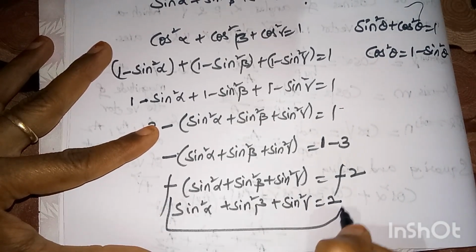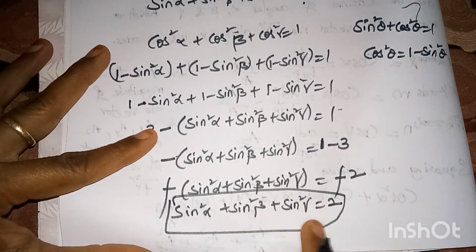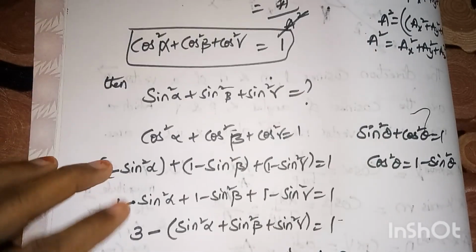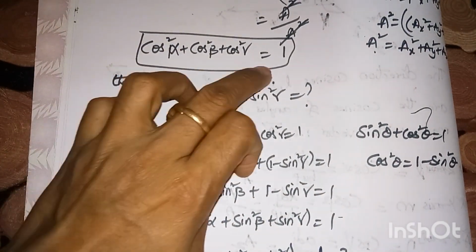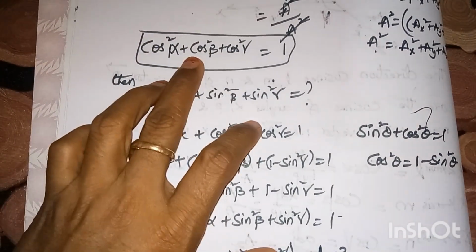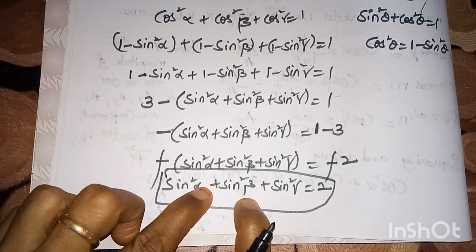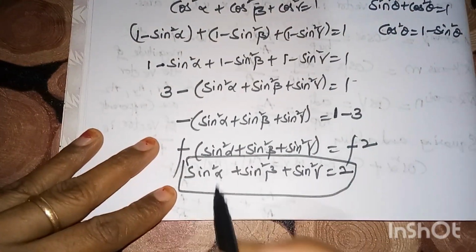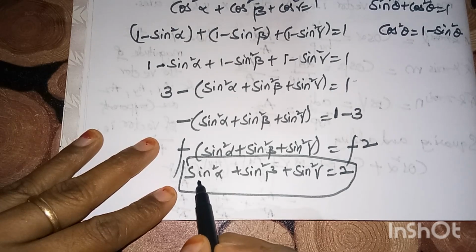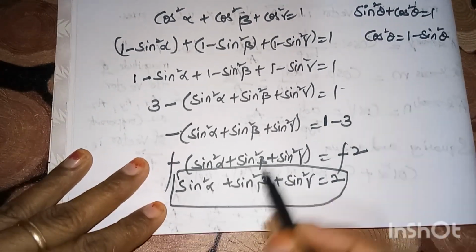So this is how you can find sin square alpha plus sin square beta plus sin square gamma from cos square alpha plus cos square beta plus cos square gamma is equal to 1. With the help of these you can find these. For suppose, if they have given these and they ask to find this one, cos square alpha plus cos square beta plus cos square gamma equals question mark. In the same way, you will find it: sin square alpha means 1 minus cos square alpha.